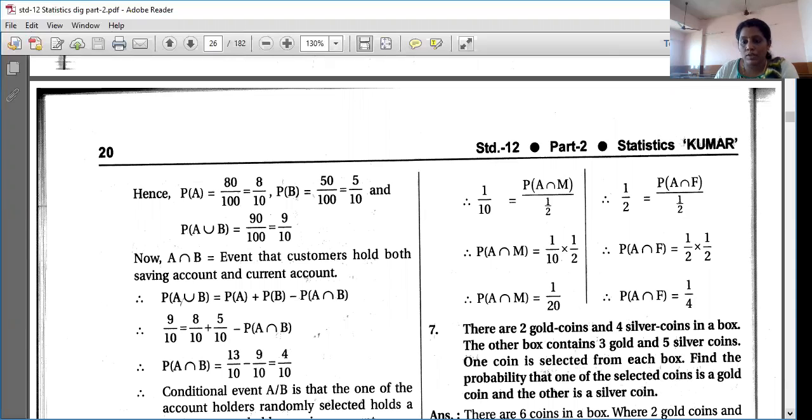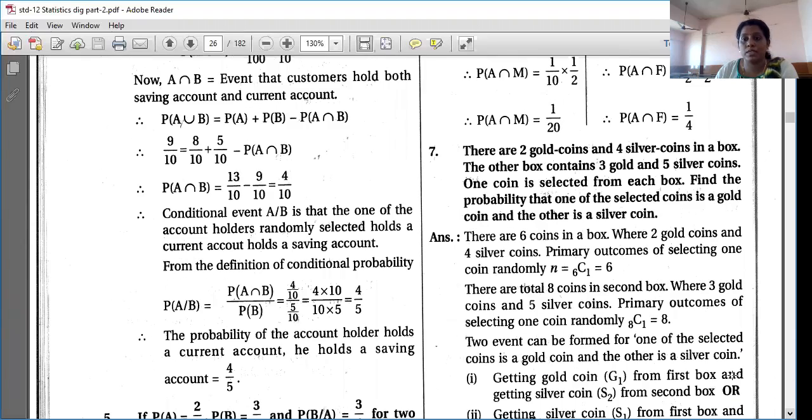Now the next and the most important sum. This sum is repeatedly asked in the board exams. So this is an important sum, take it as an important one. Now, the seventh one.